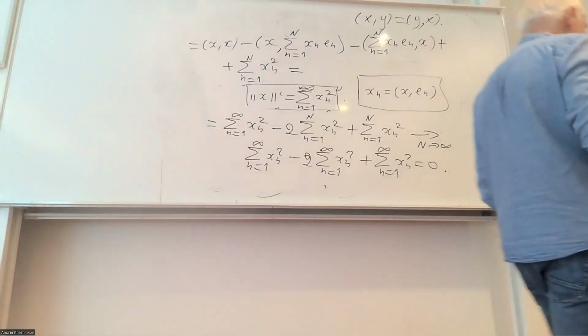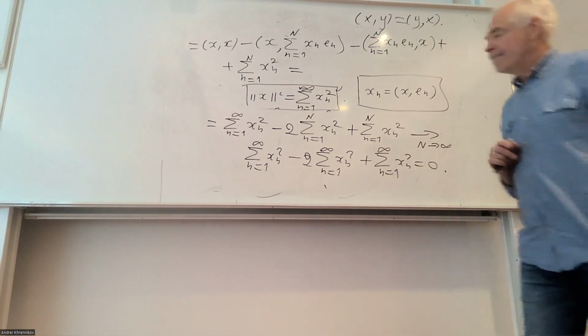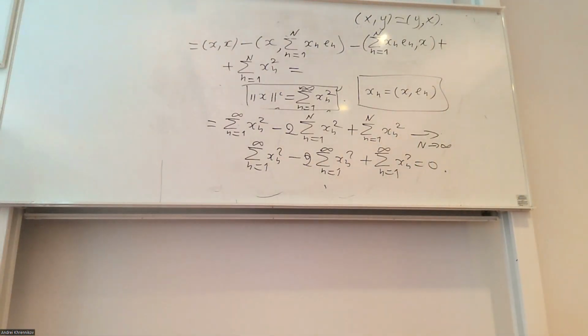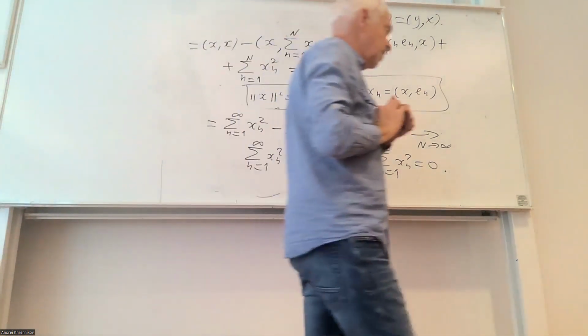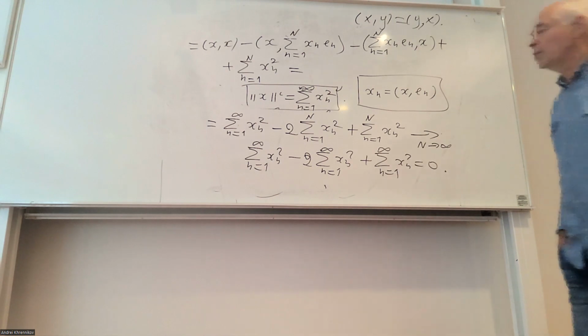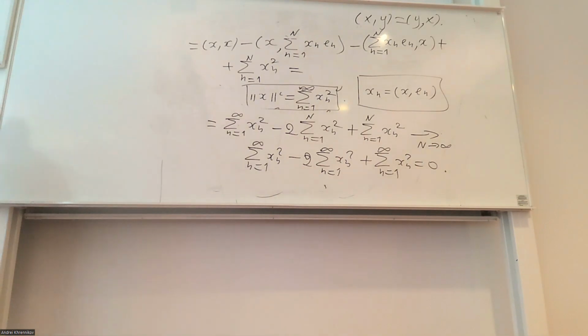So if Parseval equality holds, then our system is a basis. Of course, we should first check that it is orthonormal. This is orthonormal. So this is the end of the abstract machinery. And now we go to one concrete orthonormal basis, which gives us, I can say, the usual Fourier series.